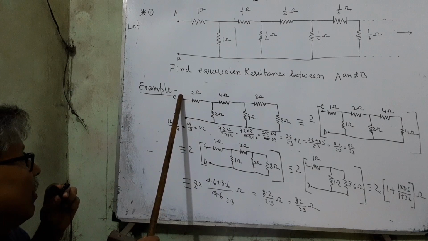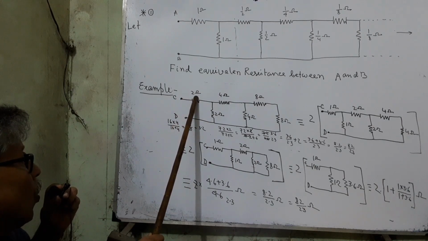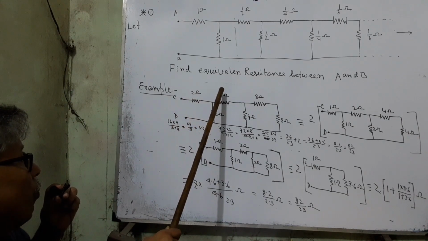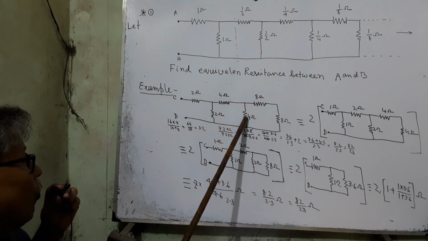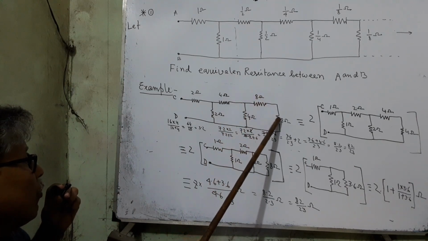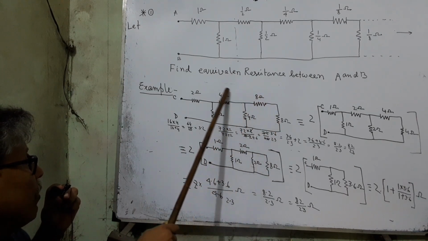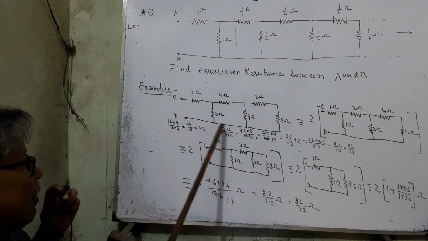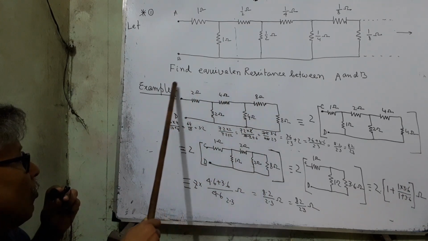Let this be a resistance network. 2 ohm, 2 ohm, 4 ohm, 4 ohm, 8 ohm, 8 ohm. We are going to find out what is the equivalent resistance of this network.